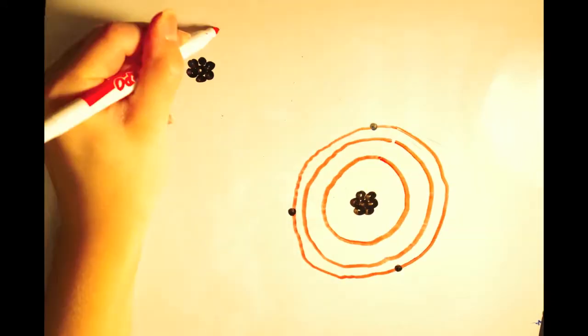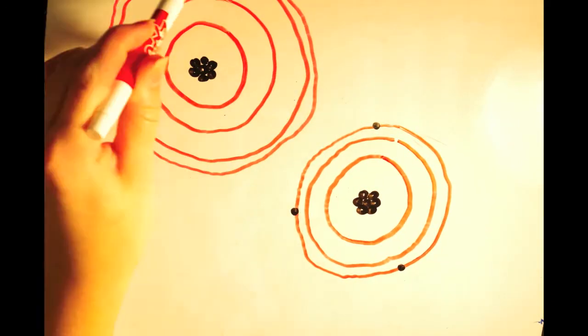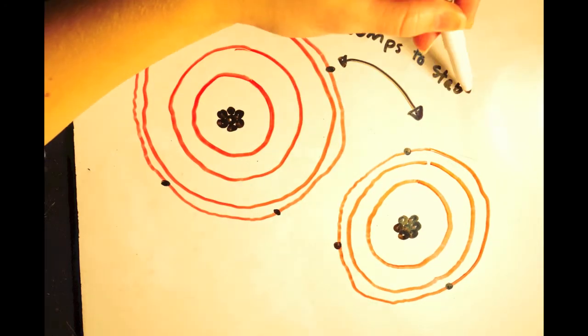Valence electrons are the electrons in the outermost energy level and are available for chemical reactions.